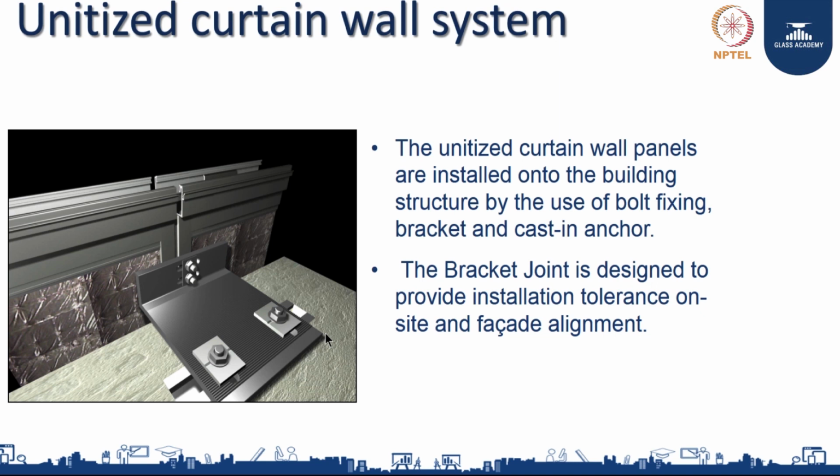Now, what we are seeing is how you attach. This is a simple form of attachment. You saw the panel, now you bolt the panel to the structure. The unitized systems are installed into the building structure by use of bolts or anchors or cast-in anchors. There are a lot of anchoring devices available, but a commonly used one we will discuss later. And bracket joints. This is a simple form of fixation.